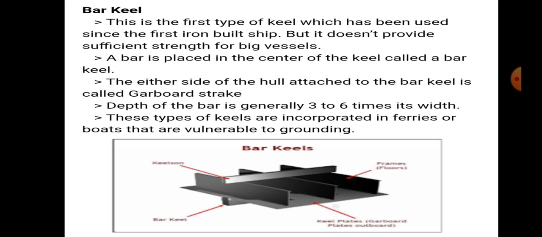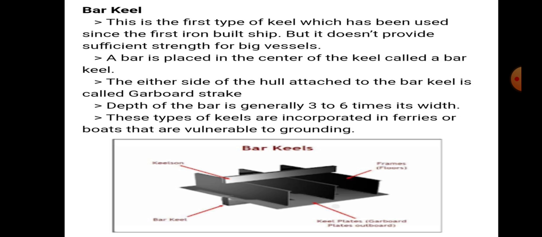Bar keel is the first type of keel, which has been used since the first iron built ship. This is one of the oldest types of keel, but it does not provide sufficient strength for big vessels. A bar is placed in the center of the keel, called bar keel.